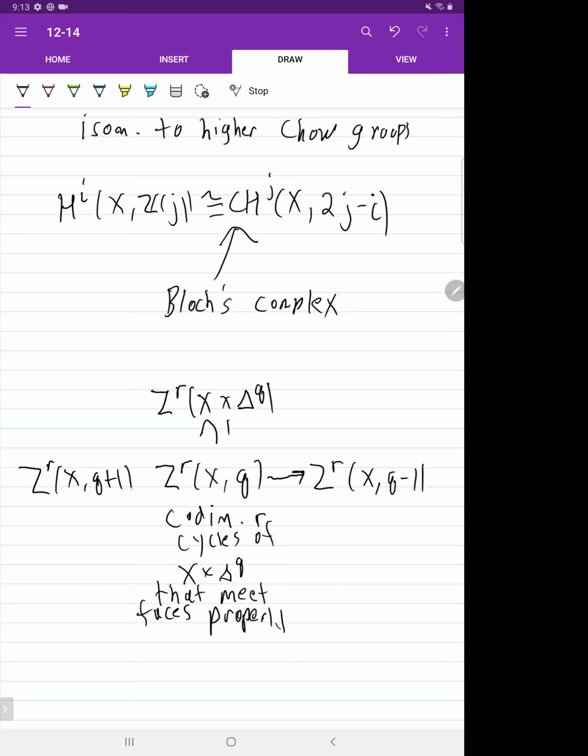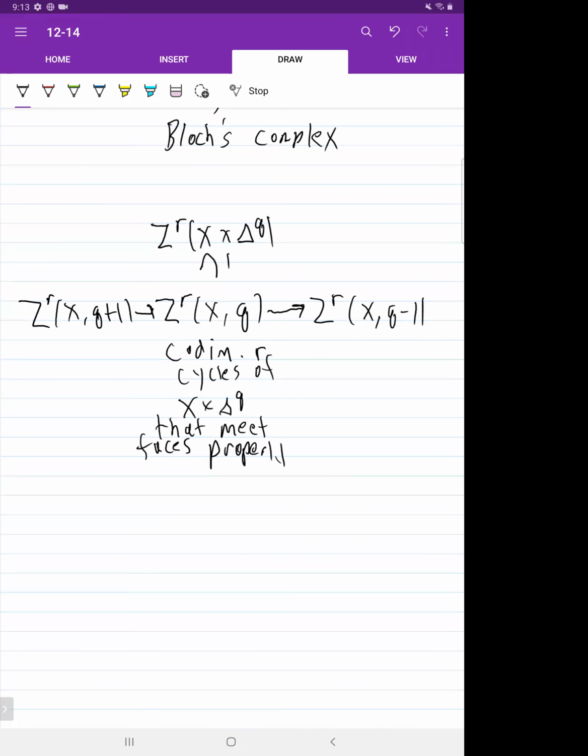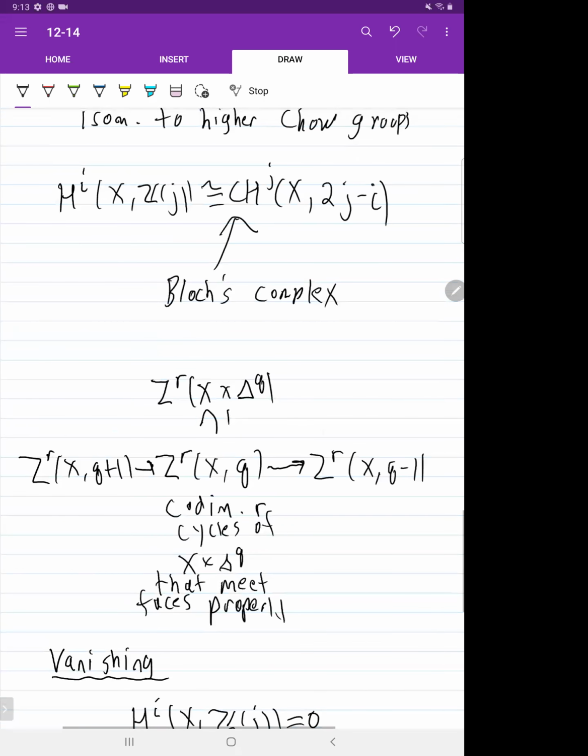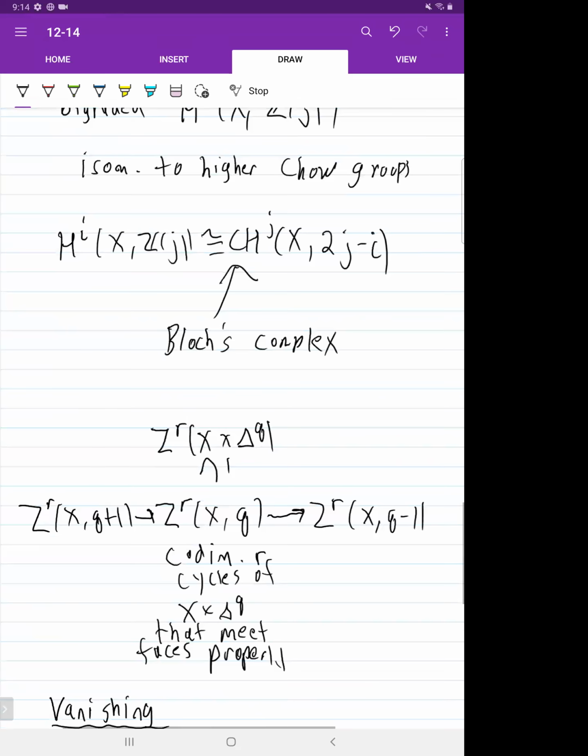And higher Chow groups are just the homology of this complex. So in particular, we have the following vanishing of motivic cohomology when the degree is greater than 2 times the weight. So H^i(X, Z(j)) is 0 if i is greater than 2j. Okay, so that's motivic cohomology of smooth varieties.